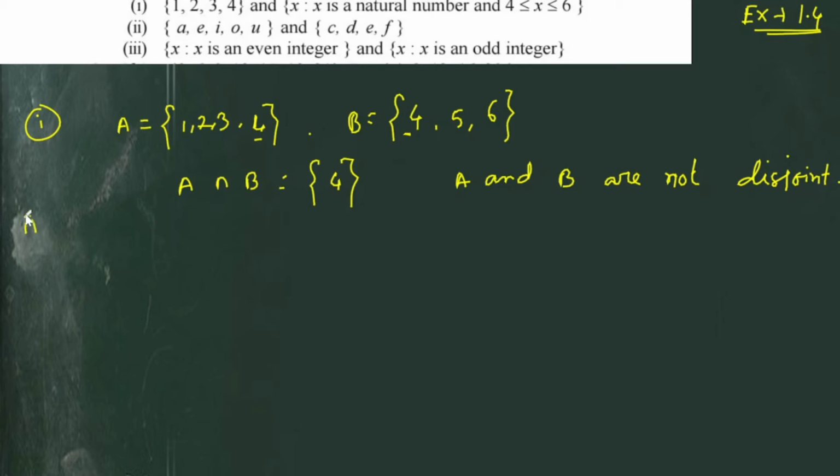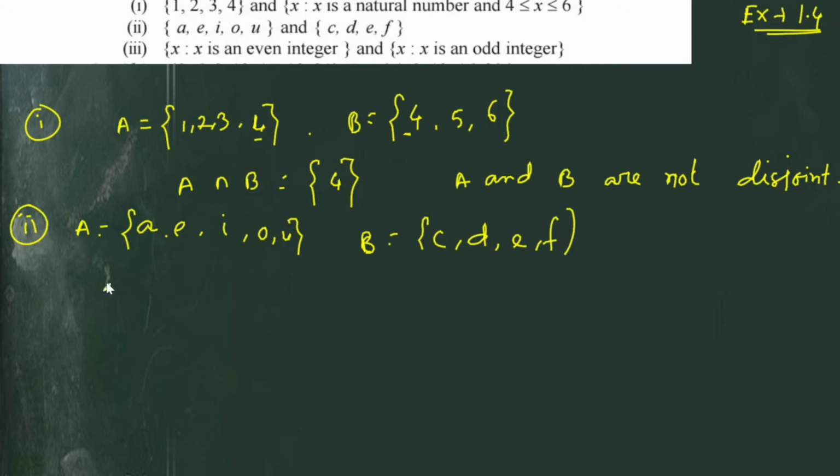Next, number 2: A is {a, e, i, o, u} and B is {c, d, e, f}. Then A intersection B: see, e is a vowel, A is the set of all vowels. e is present here, e is present here, so e is a common element. In that case also A and B are not disjoint sets.